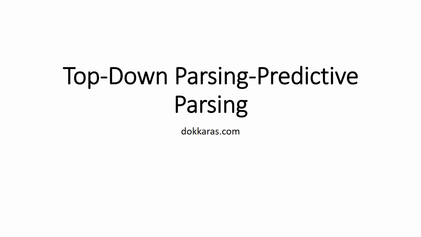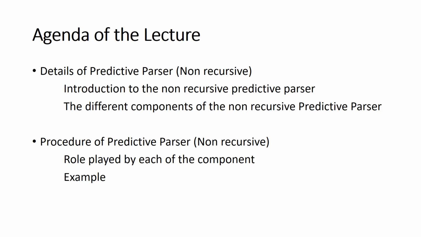In the previous lecture, we discussed the prerequisites of predictive parsing, and in this lecture, we'll go into the details of predictive parsing. Look at the agenda of the lecture. We start with the details of the predictive parser, where I'll be introducing the predictive parser, and then I'll explain the different components of the predictive parser. We then move on to the procedure of the predictive parser, where the role played by each of the components is explained with the help of an example.